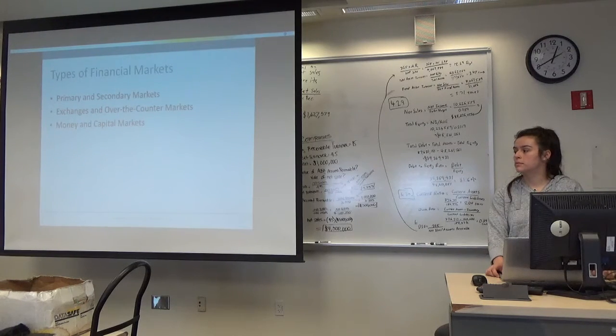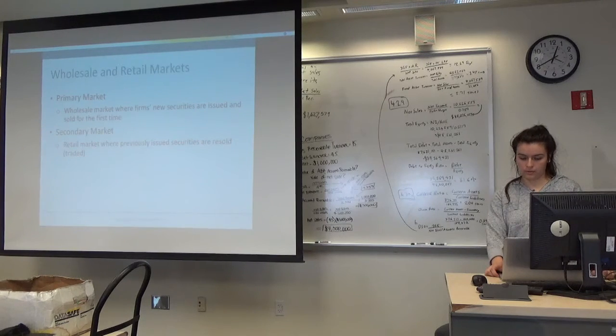The types of financial markets would be primary and secondary markets, over-the-counter markets, and money and capital markets. An example of a primary market would be like a wholesale market, where new securities are issued and sold for the first time. The secondary market would be the retail.